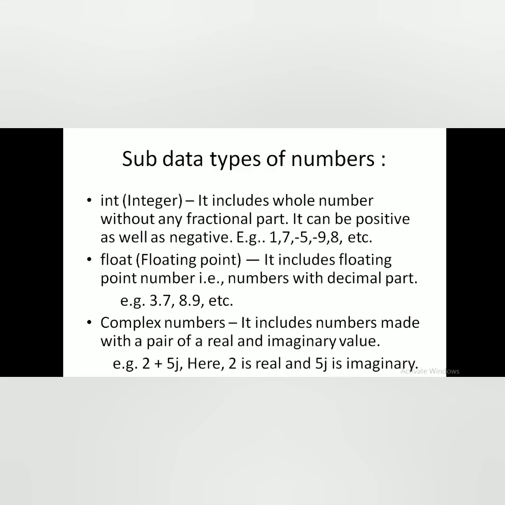Second one is floating point. It includes floating point numbers, that is, numbers with a decimal part. For example, 3.7, 8.9, and so on.